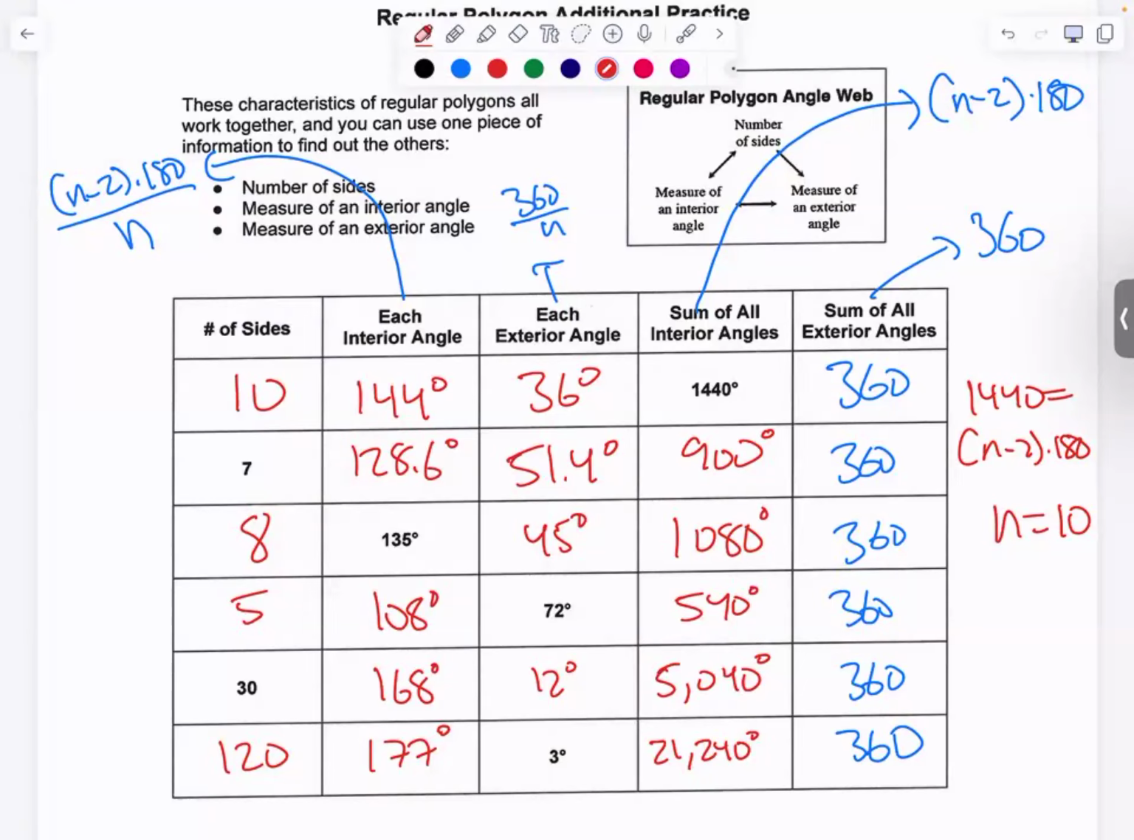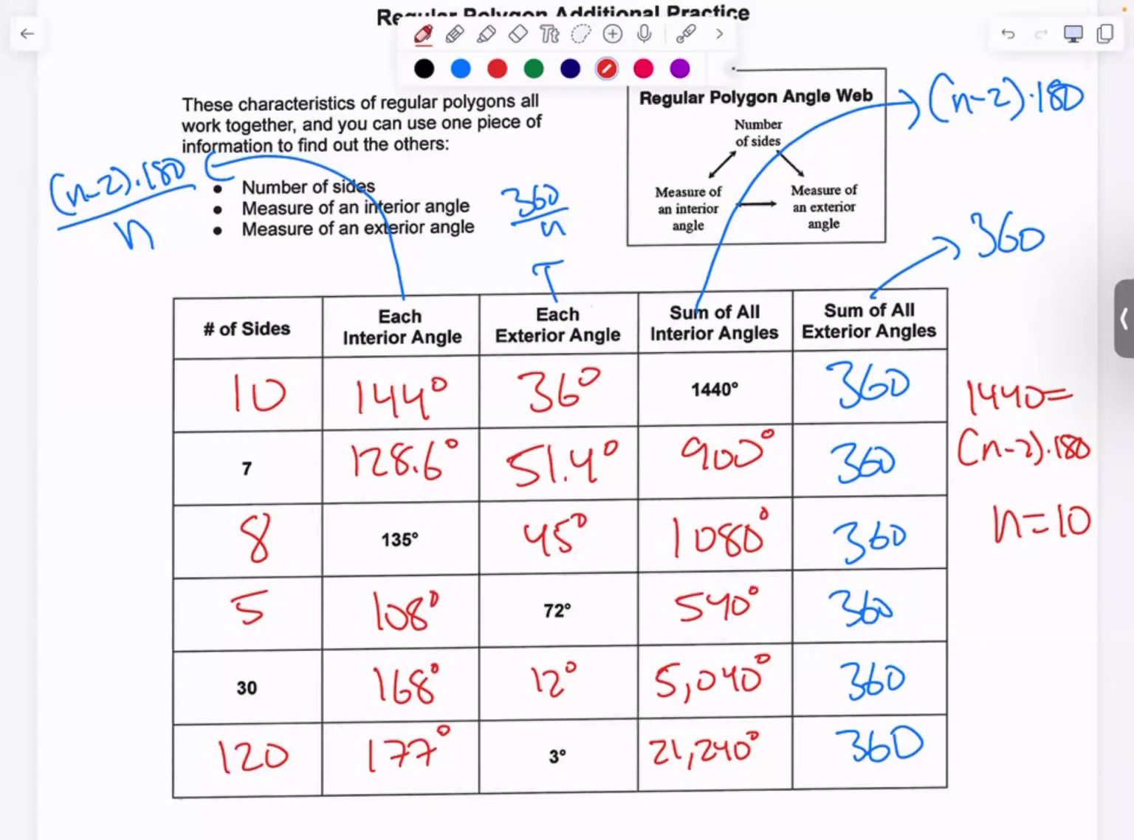Okay. Let me unfreeze. That's what I'm getting. Let me know if you have questions. The second row is a little funky. Remember, the second and third columns have to add to 180, right? Interior and exterior angles add to 180. You know this, right?